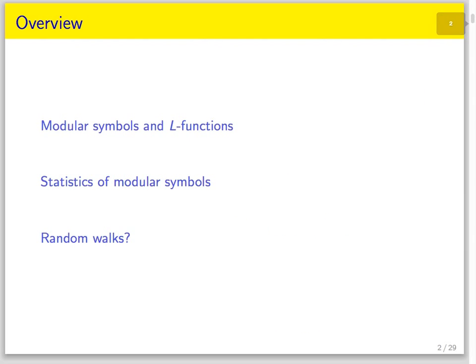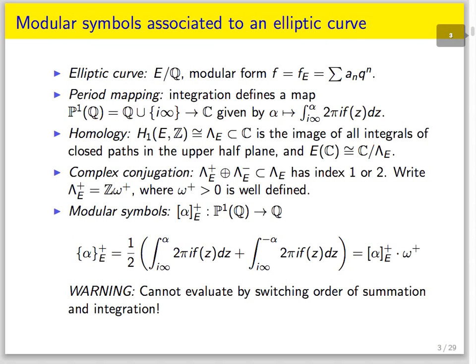So here's an outline of the talk. I'll just do some quick background about modular symbols and L-functions. Then I'll talk about the most obvious statistical question you might ask about modular symbols and our total ignorance about it. And then I'll talk about another slightly less obvious question you might ask, and make a conjecture. So first, here's some background. I'm going to leave this slide up on the side.